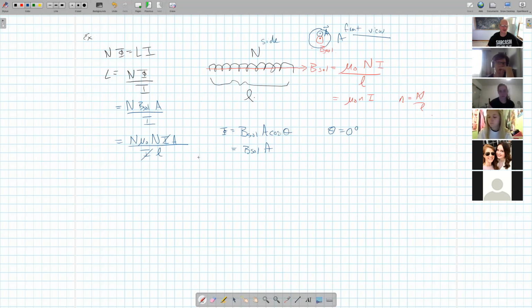This current's the same as this current, so that's going to cancel. So finally, this becomes mu naught times n squared, which is the number of loops squared, times the area, all divided by the length. So this is part A. Not too bad, right? So good.